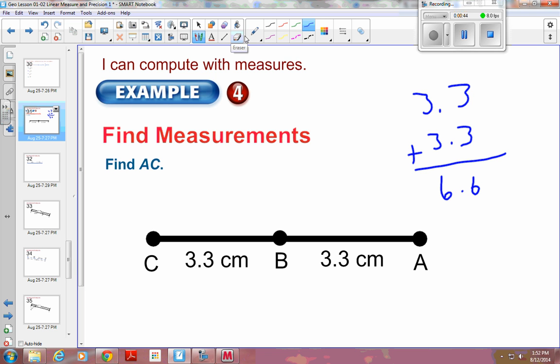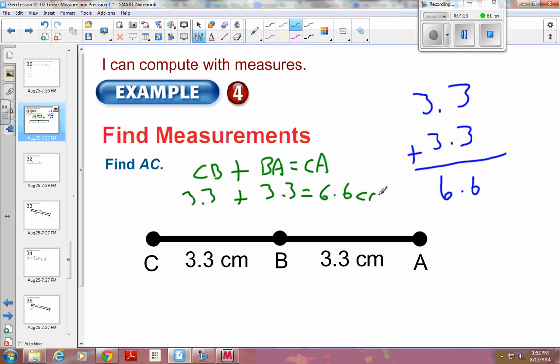Now if you want to see it written out the book's way, they're going to say if you take CB, whatever distance that is from C to B, and you add it to the distance from B to A, add it to BA, you should get the distance from C to A. And the distance from CA is the same thing as AC. They're the one and the same. So CB is 3.3. BA is also 3.3. And so you still get the 6.6.